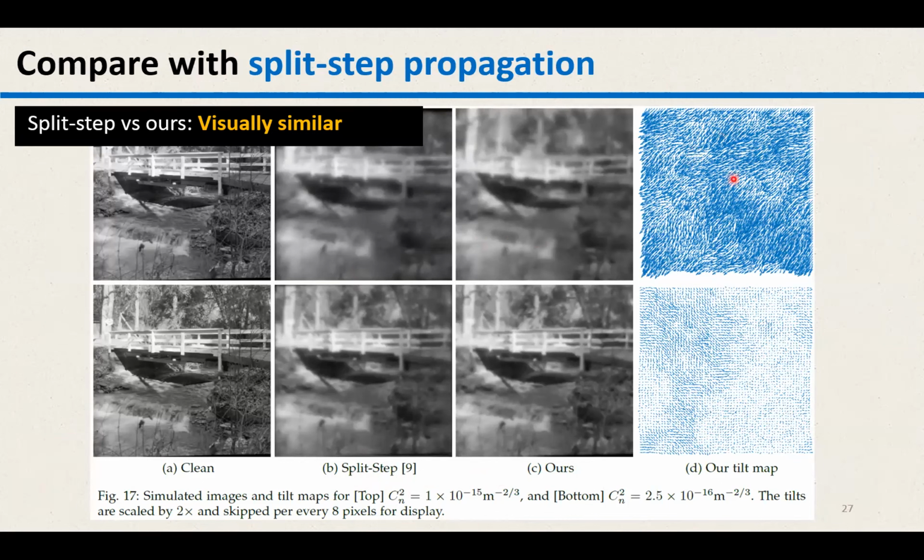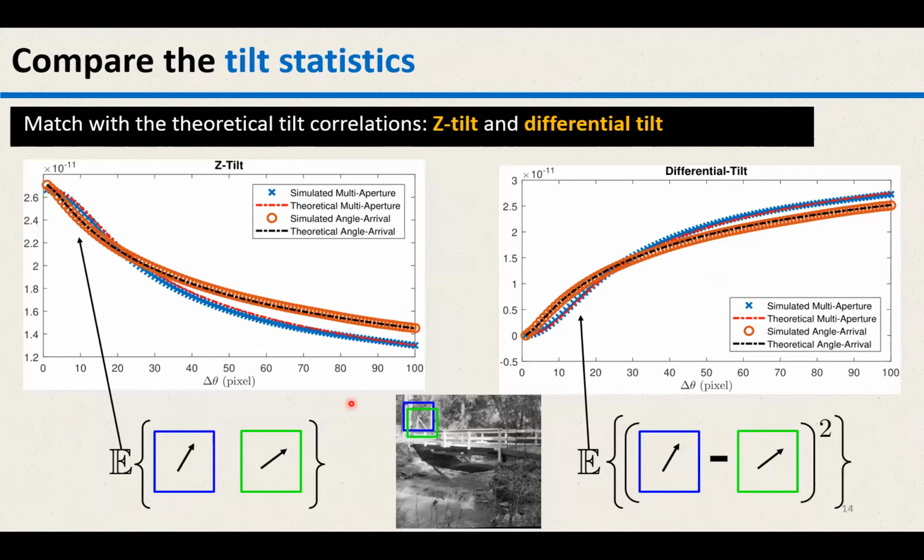Here is the tilt map, and you can see that the tilt map makes a lot of sense. Now, when we present these results to computer vision scientists, I think many of us would be satisfied. But if we present these results to optics experts, then of course they will require even more evidence to show that the simulator actually works. And so we did an experiment. We compared with the Z-tilt and also the differential tilt. These are the two standard statistics that the optics community requires us to look at.